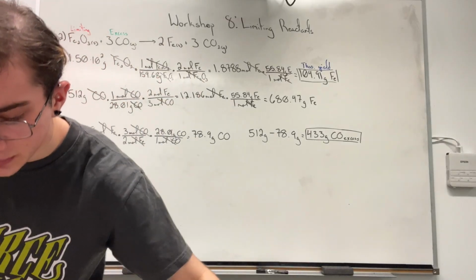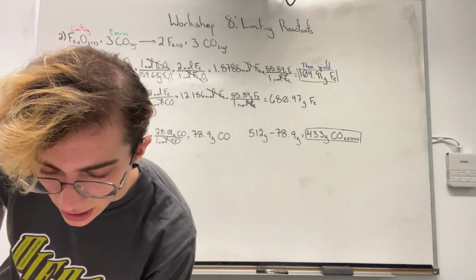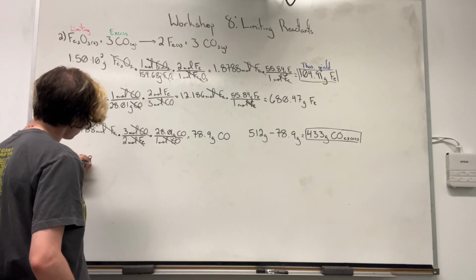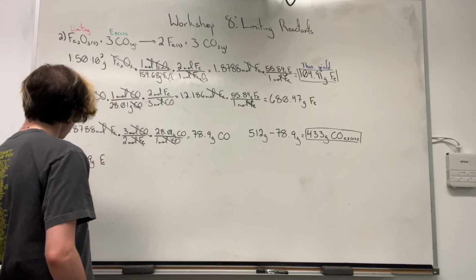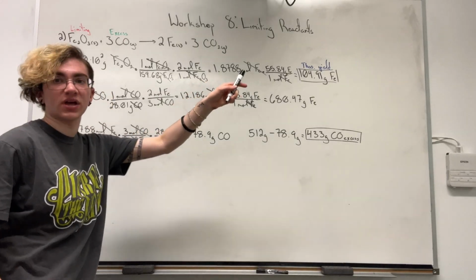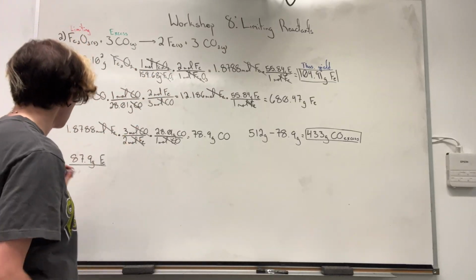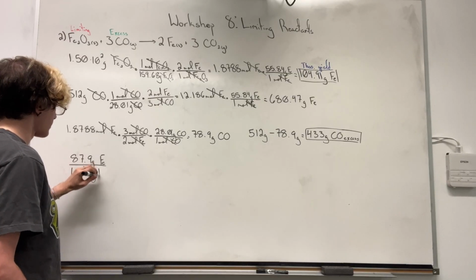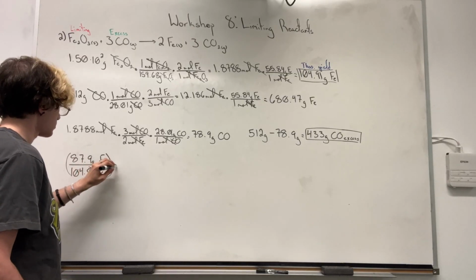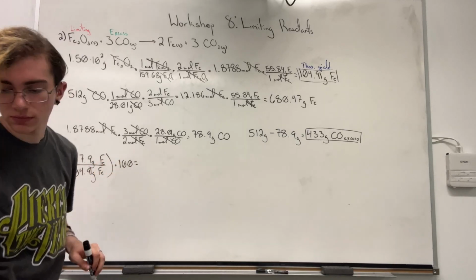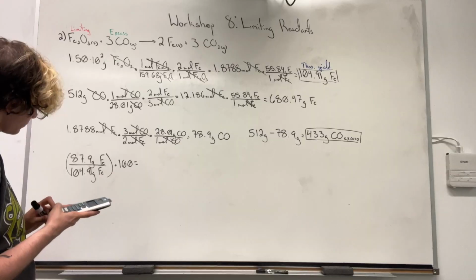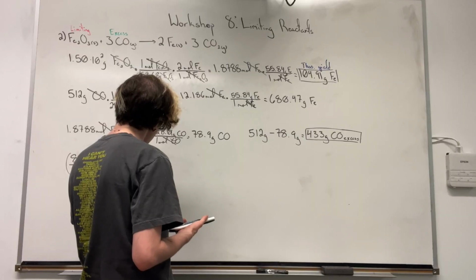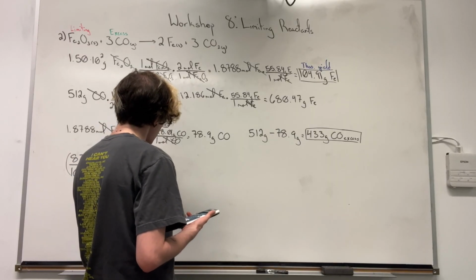And all that's left now is percent yield. 87.9 grams of iron is recovered, so that is our actual yield. But we know that if all 100% of the iron oxide reacted, we would produce 104.91 grams of iron. And so as a percentage, we have an 83.8% yield.